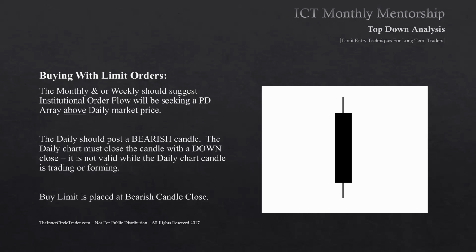This is a daily candle. So we're looking at the daily high, the daily low, the daily open, and the daily close. We're going to be looking to enter a buy limit order at the close of the daily candle that's a down close while the market is bullish and we're expecting a higher price move in the asset class we're trading.